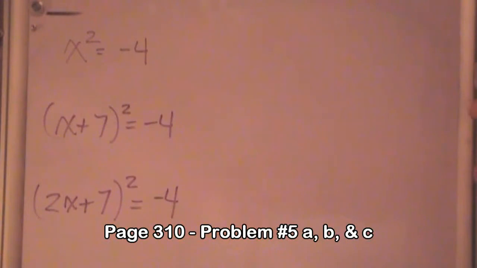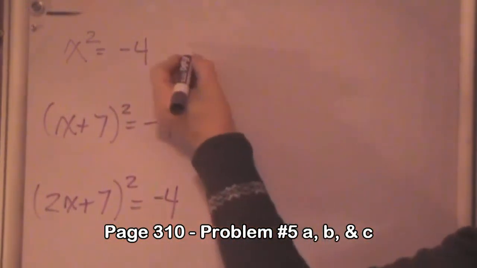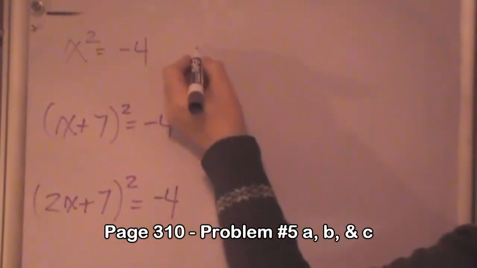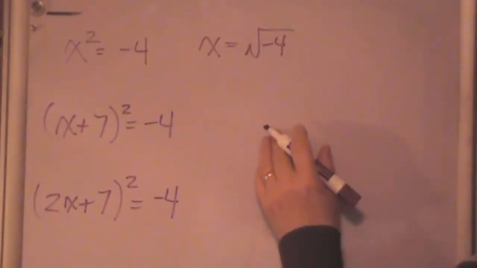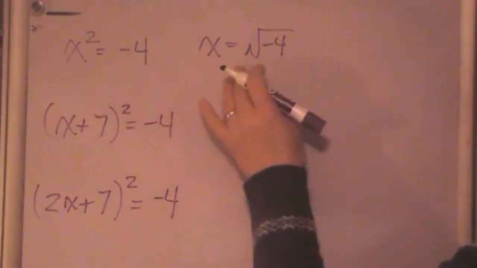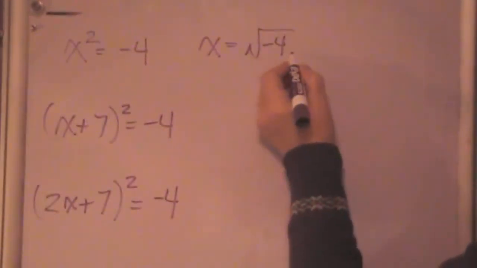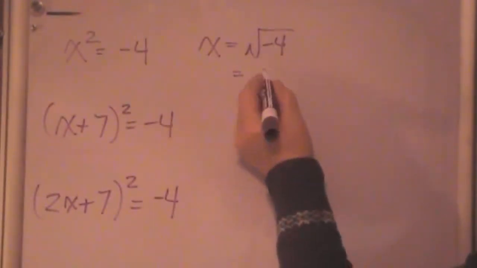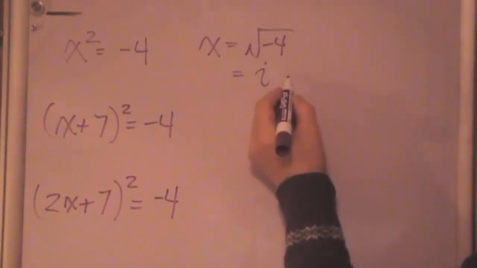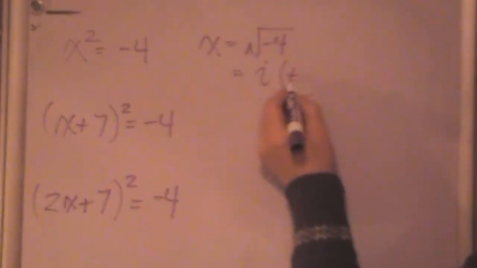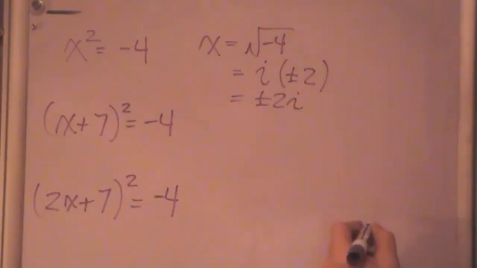Now in this example, when you take the square root of both sides, obviously you're going to be taking the square root of negative 4, which you can't do with real numbers, so you have that imaginary unit. So the square root of x squared is just x, and the square root of negative 4 is really equal to the square root of negative 1, which is i, times the square root of 4, which is plus or minus 2. So we get plus or minus 2i.